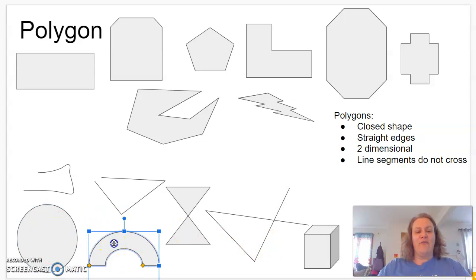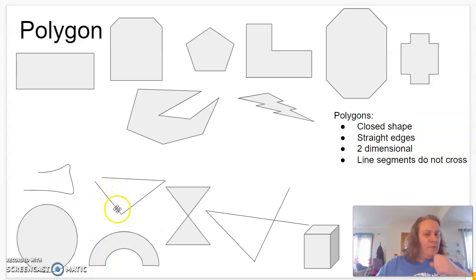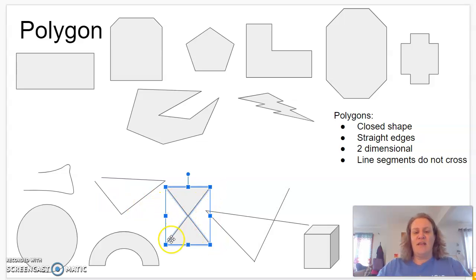Down here are examples of things that are not polygons. These two have rounded sides or edges, so they're not polygons. These are open figures, they're not closed. In this shape, the line segments cross, as well as this one here. And then this is a 3D figure. So none of these are polygons.